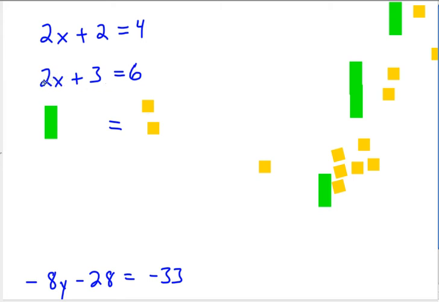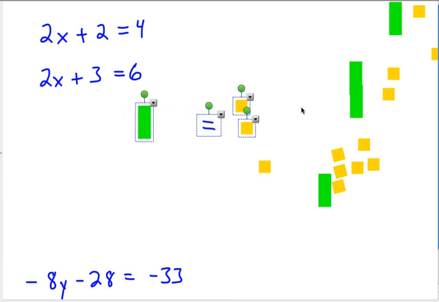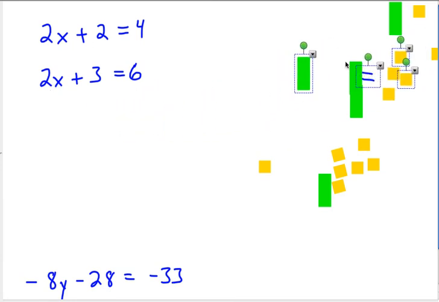2 times 1.5 would be 3. And then add 3. So the whole reason I was using the algebra tiles there is just to kind of show you what multiplying a whole side would look like, because a lot of students forget that.